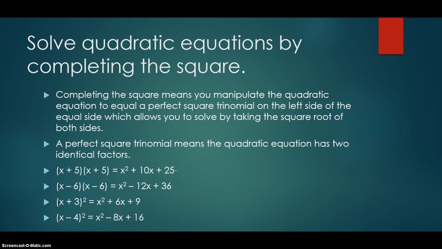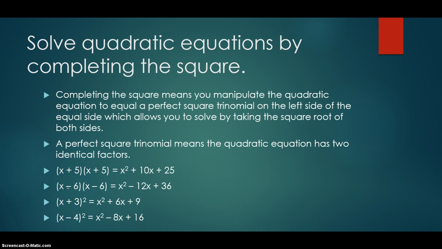25. And if you'll notice the pattern here, you're looking for the two numbers that when added together give you this, but when multiplied together give you this last term. And so 5 times 5 does give you 25, and 5 plus 5 does give you 10. So these are identical, so it's considered a perfect square trinomial.